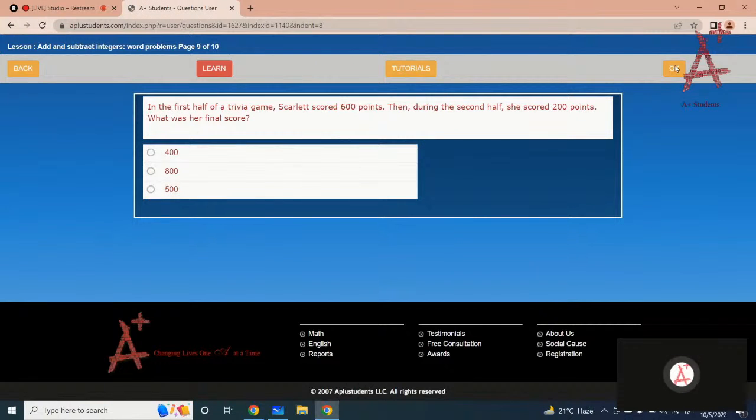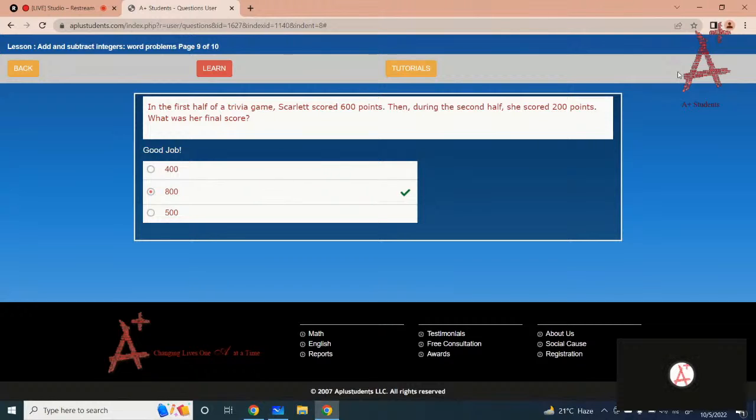In the first half of a trivia game, Scarlett scored 600 points. Then during the second half, she scored 200 points. What was her final score? It is 800. Got it. You have to just add them. So 600 plus 200 is 800.